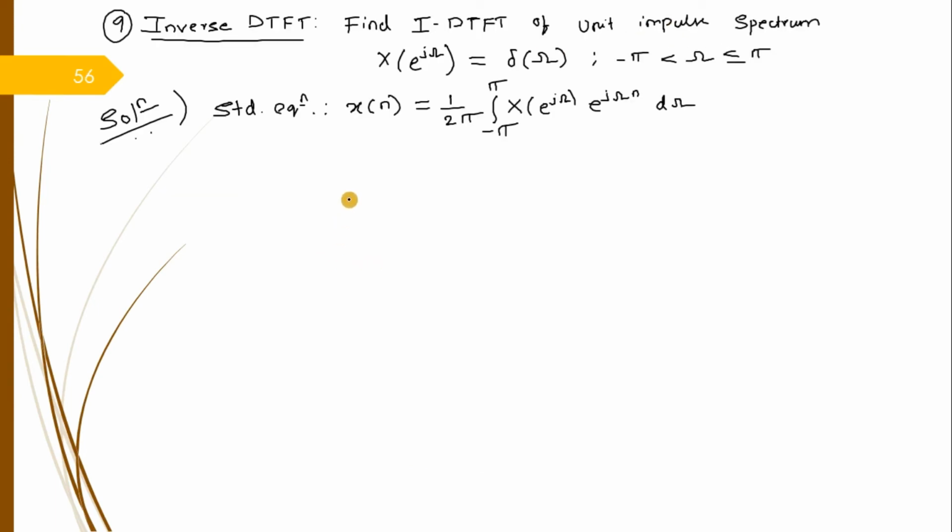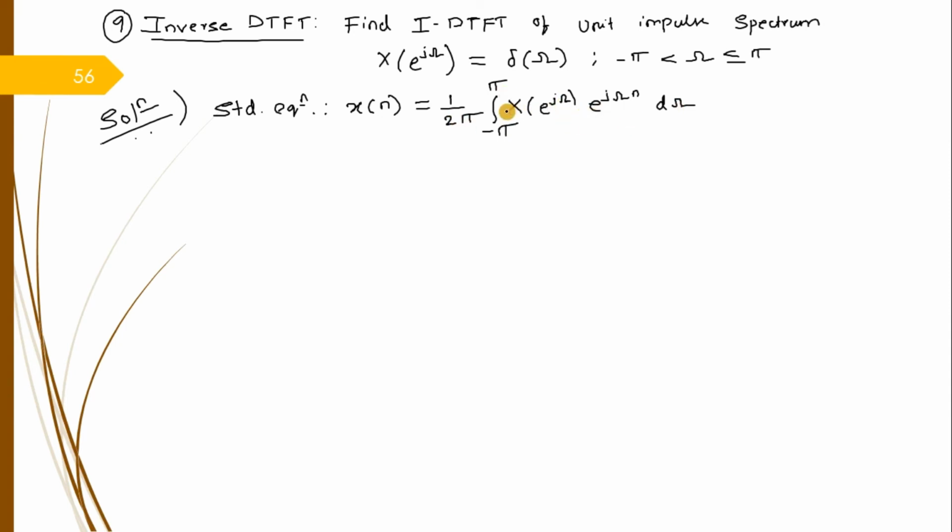So now we will come to the next part, that is the inverse DTFT. For the inverse DTFT, we have to use the other equation. The other equation is the time domain representation. X of n is equal to 1 by 2 pi, integral from minus pi to pi, of X of e raised to j omega n d omega.